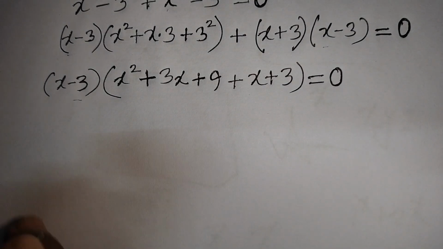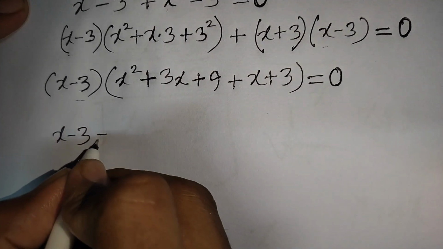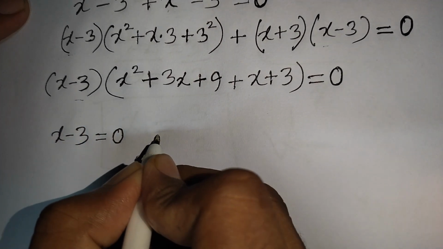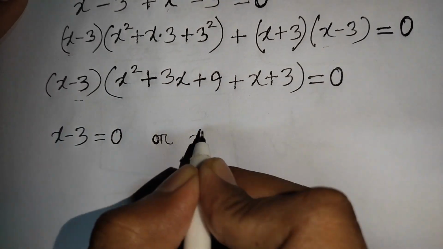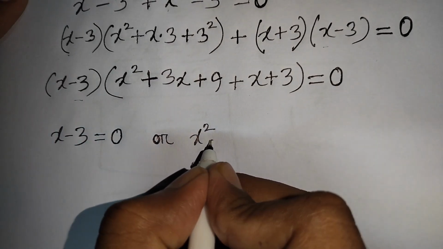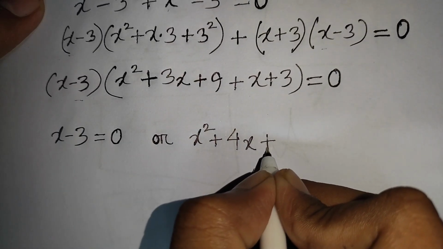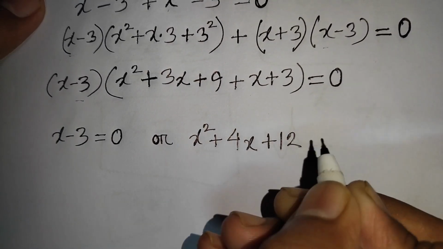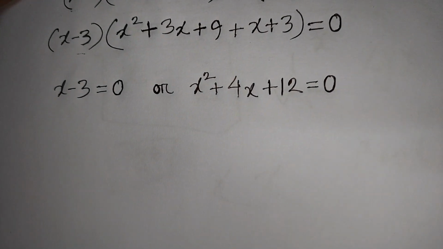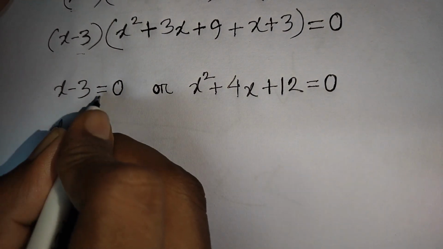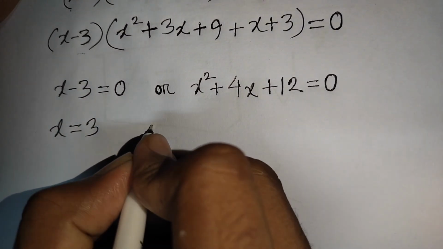Now we can write here x minus 3 is equal to 0, or x square plus 3x plus x, that means it will be plus 4x, then plus 9 plus 3, that means it will be plus 12, then is equal to 0. Now we can write here x is equal to, this minus 3 take to the right side, so this will be plus 3.